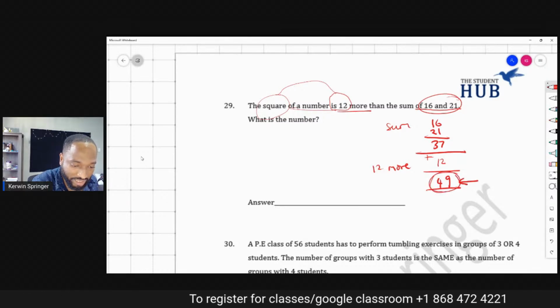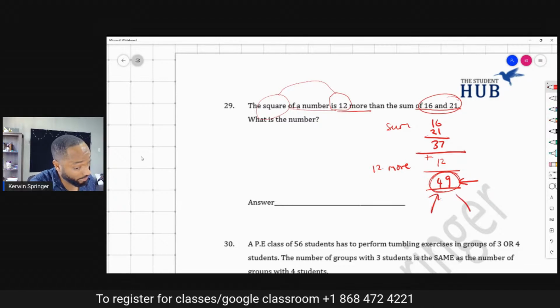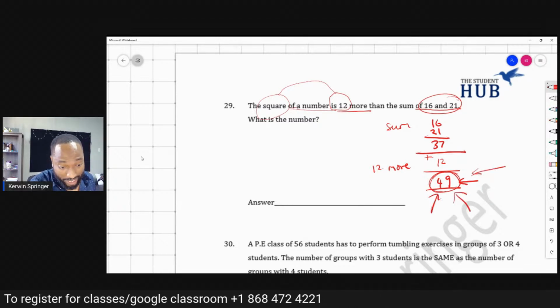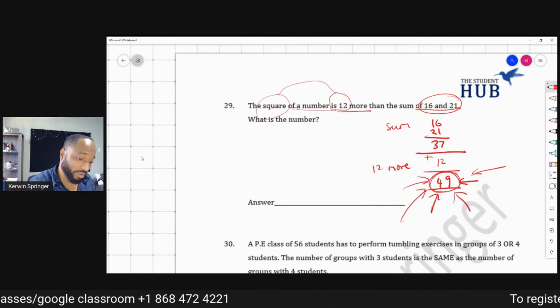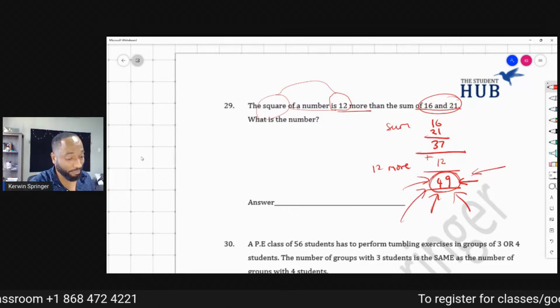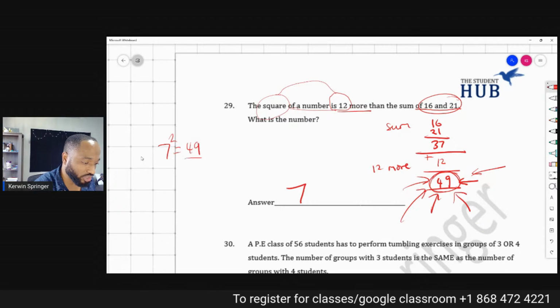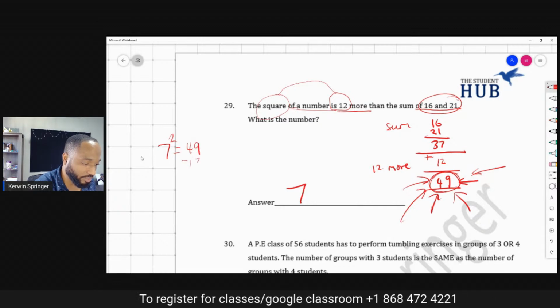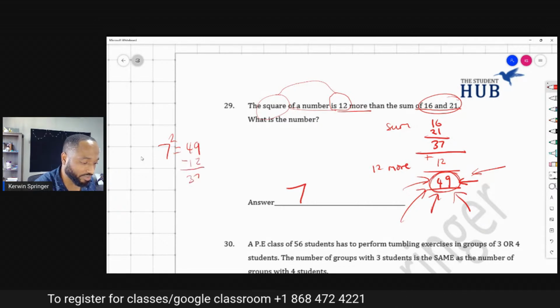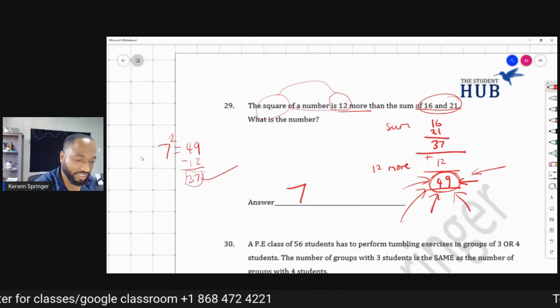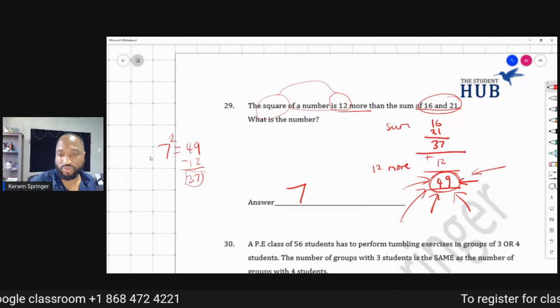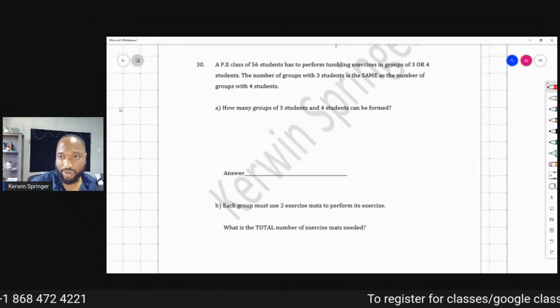And this apparently is the square of some number. Anybody know what this number is going to be? What could square up to be 49? All right, so it's 7. So 7 squared is 49, which is 12 more, meaning if I take away 12, I will get 37. And 37 is the sum of 16 and 21. Beautiful. You can always double check these questions. How I love them.